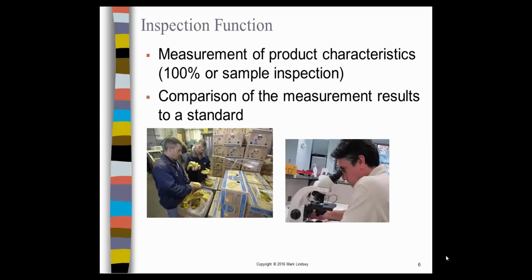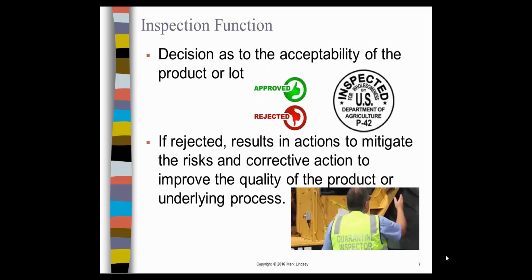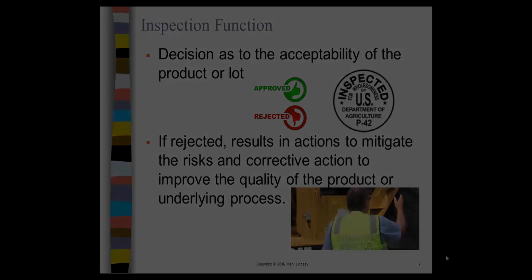So when you look at the function of inspection, regarding the measurement of product characteristics, you can do 100% or a sample inspection. And with those measurements, you're comparing it to a standard. And you're making a decision as to the acceptability of the product or lot, to either accept it or reject it. Now, if rejected, it should result in actions to mitigate the risks and take corrective action to improve the quality of the product or underlying process that's producing those products or services.